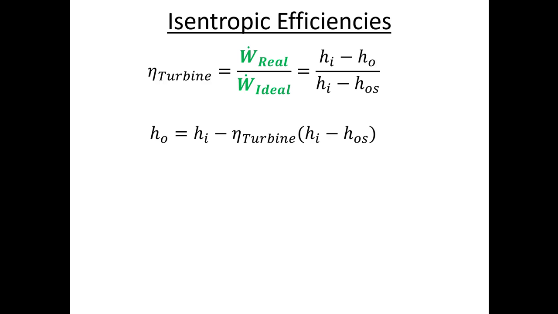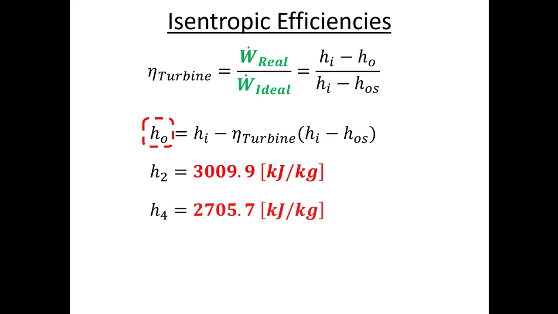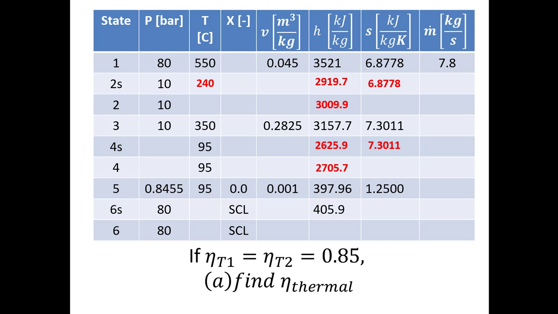So now if I use my isentropic efficiency equation, I can get expressions for the real outlets, right? So here, my real outlet of my first turbine is h2. So if I put the information that I know into this equation, I can get a value for h2 and a value for h4. I can put these back in my state table, and now I'm feeling pretty good because I have h's except for h6.